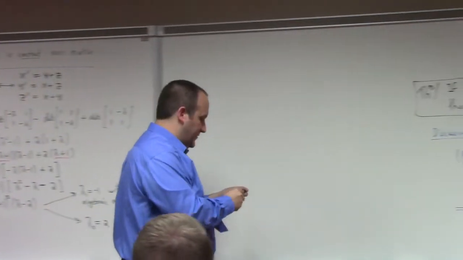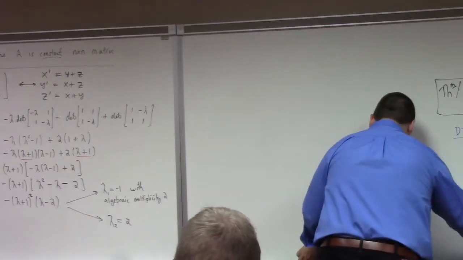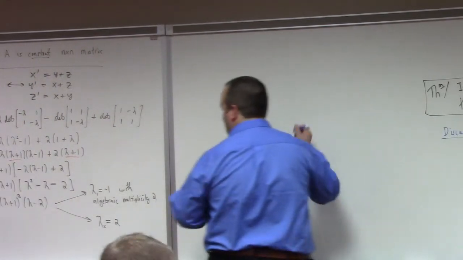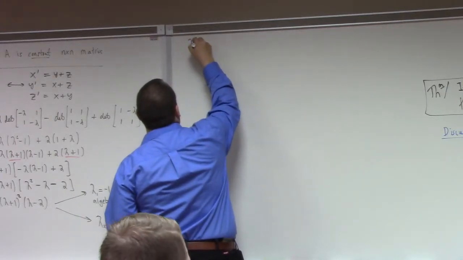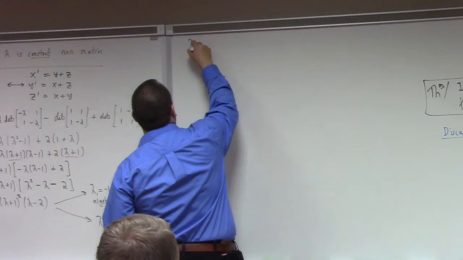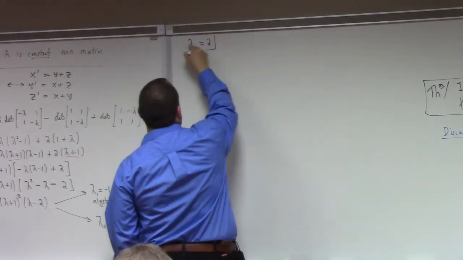I think 2 is the easy one, right? Let's do 2 to start with. So 2 should be more or less just like what we've already done. Lambda, I guess I'll call it lambda 2, since I did call it. Lambda 2 equals 2.